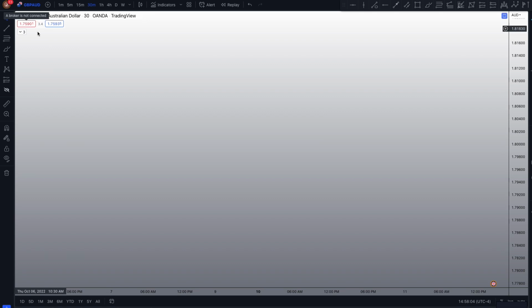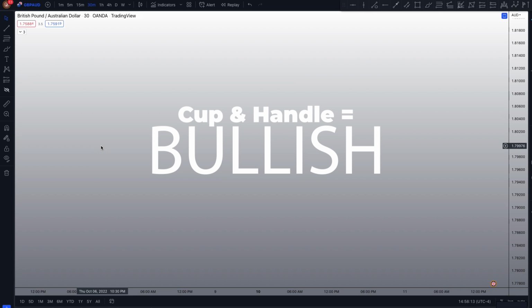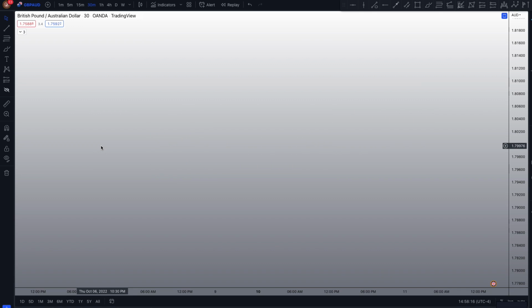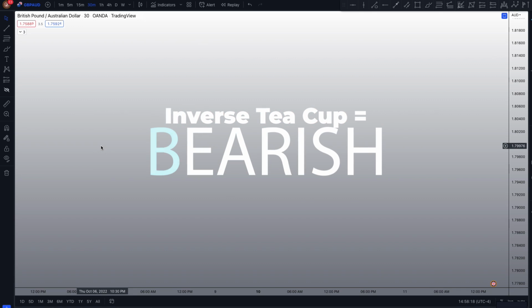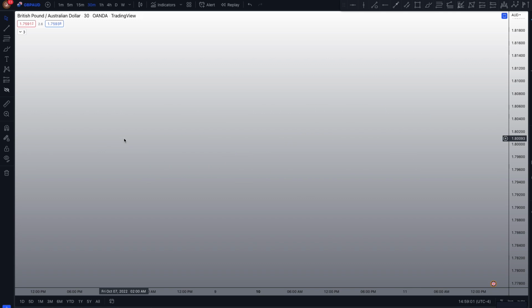So first thing we have to understand is that a teacup can be bullish or it can be bearish. A teacup that is bullish is simply called a cup and handle or a teacup. A teacup that is bearish would be an inverse teacup or an inverse cup and handle, and it would just paint on the chart upside down, essentially. The second thing we need to know about a teacup or cup and handle pattern is that it's a continuation pattern. What that means is that we anticipate it to go in the same direction that the market is already going.